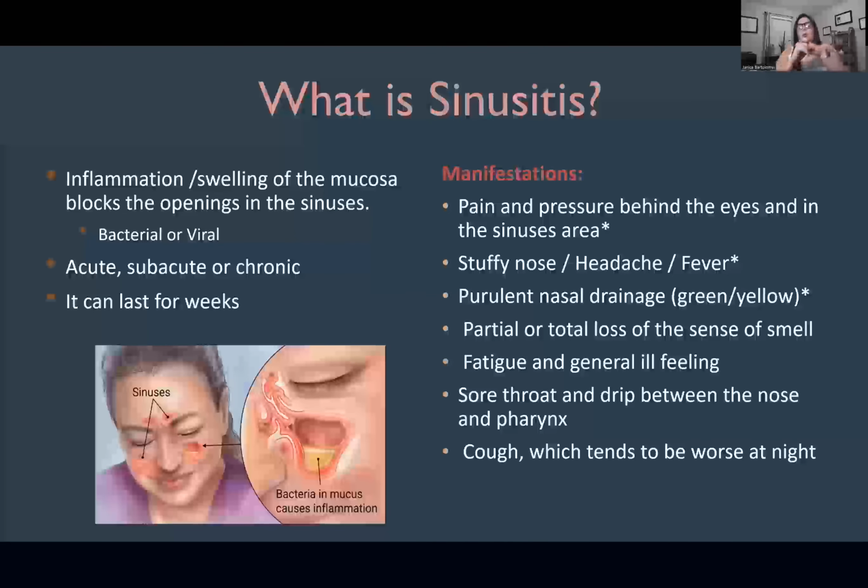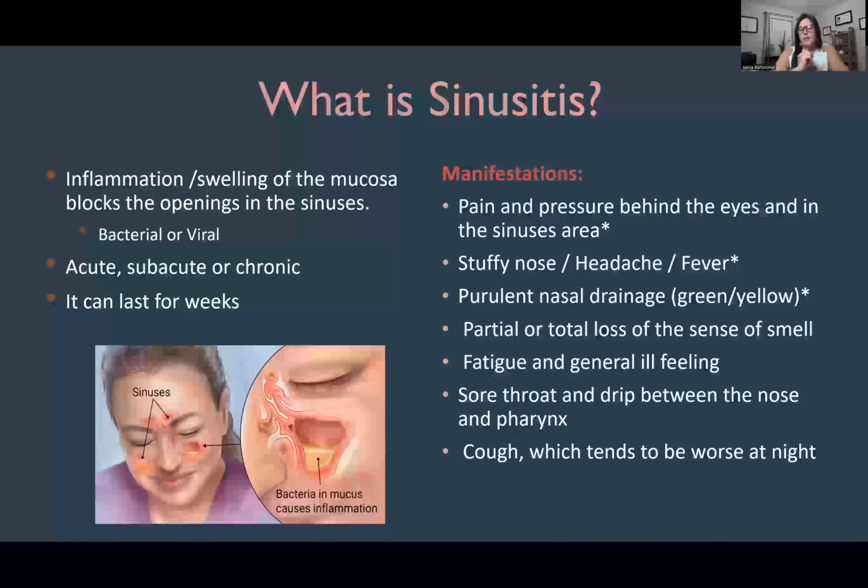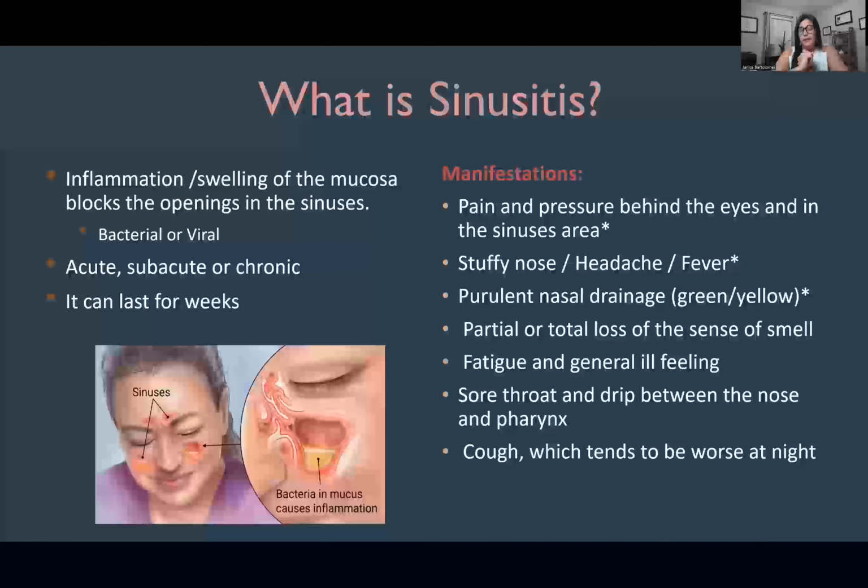There is a big correlation between sinusitis and asthma. And whenever we talk about asthma a little bit later on a different video, I'm going to bring it up again. But yes, people that develop asthma or have asthma, they really need to take care of upper respiratory infections very quickly, especially sinusitis.